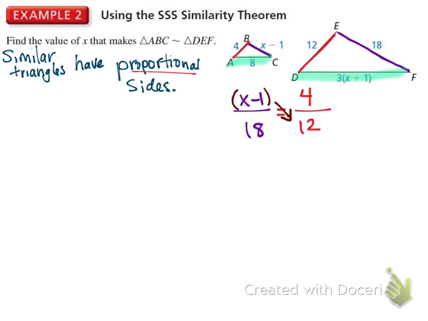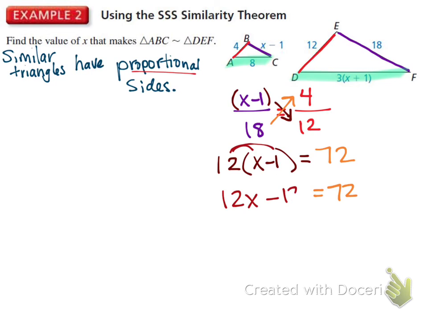This is why we practiced it earlier. When you have x minus 1 times 12, you have to make sure you distribute the 12 into x minus 1. What is 18 times 4? 72. So when you distributed, you should have had 12x minus 12. We're going to add 12. 12x equals 84. So then x equals 7.